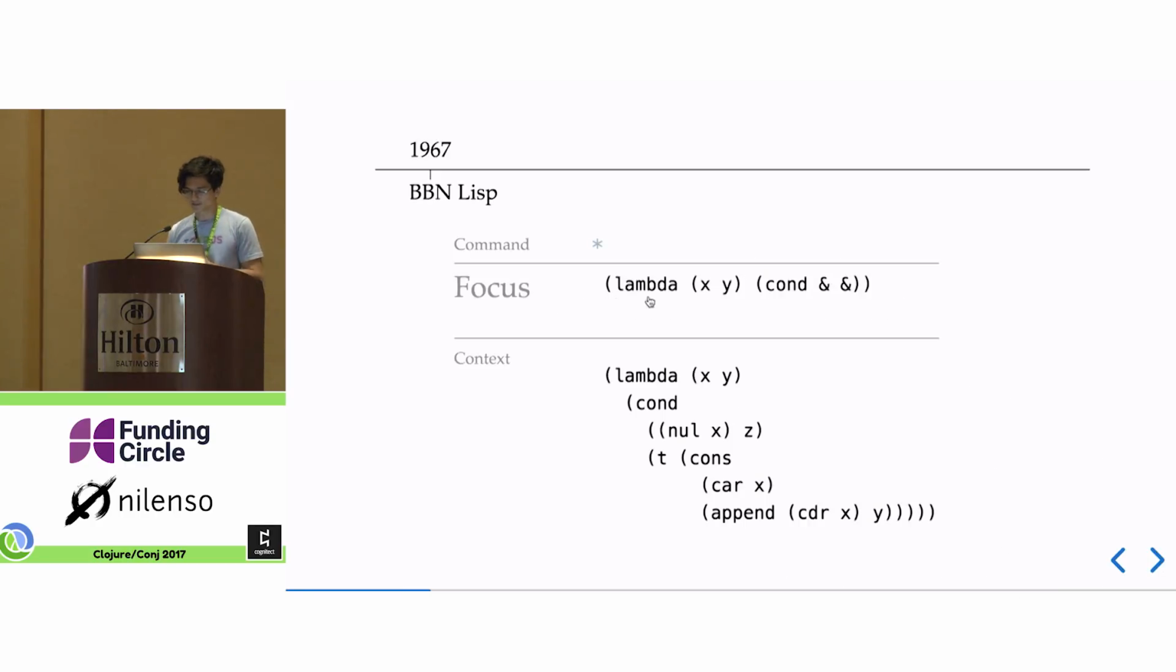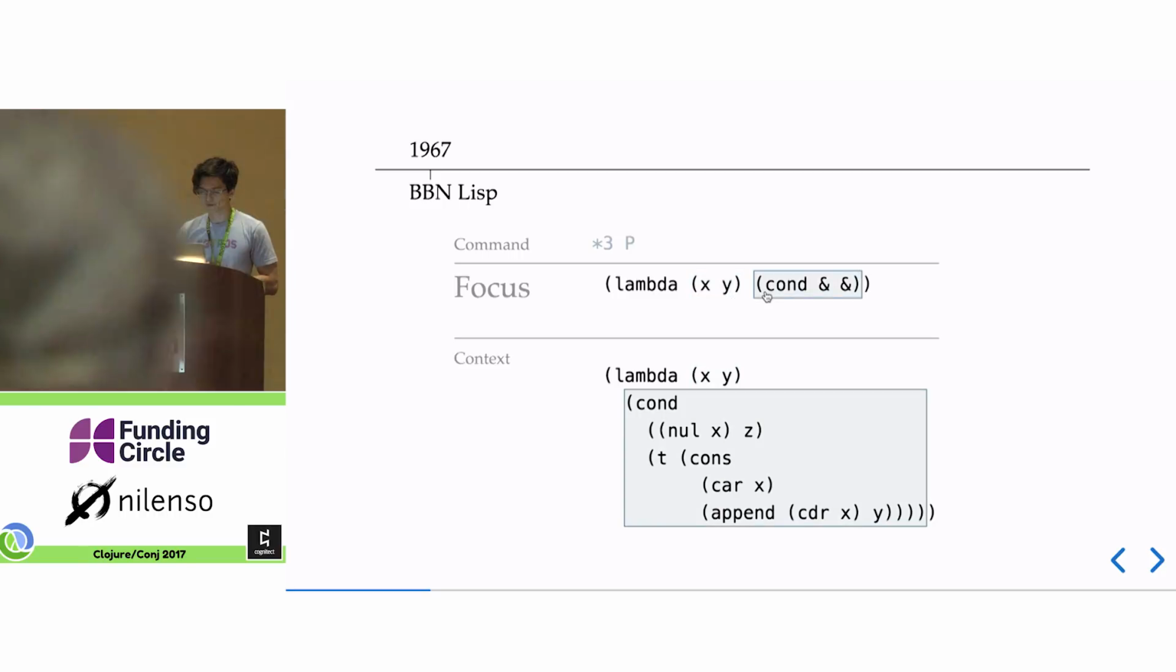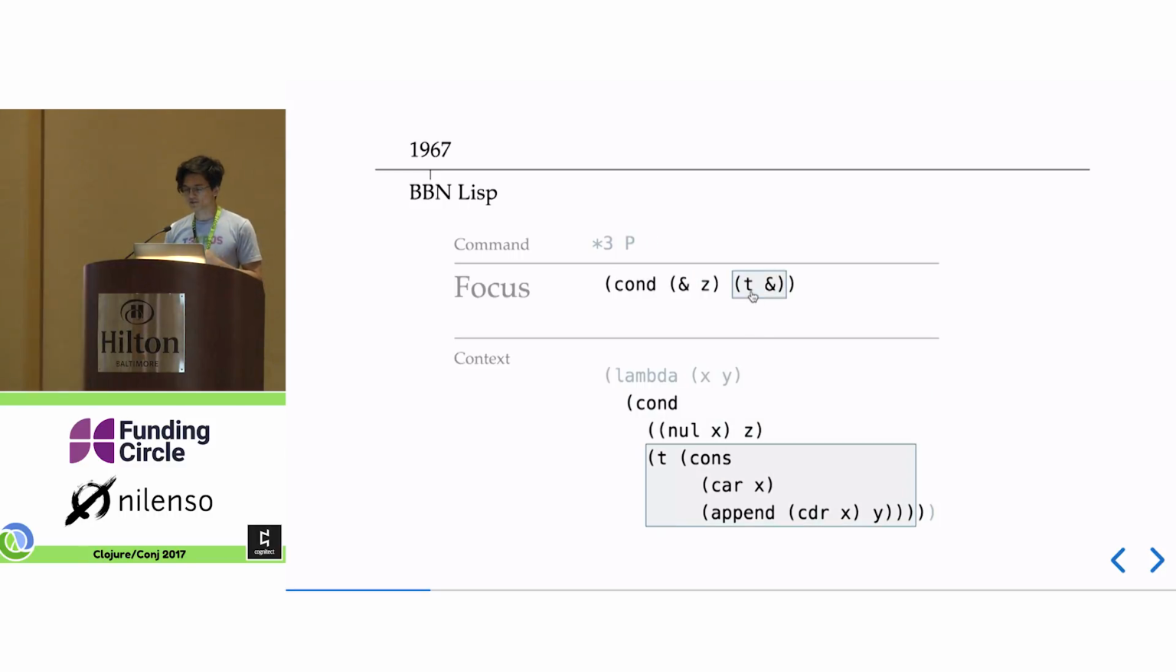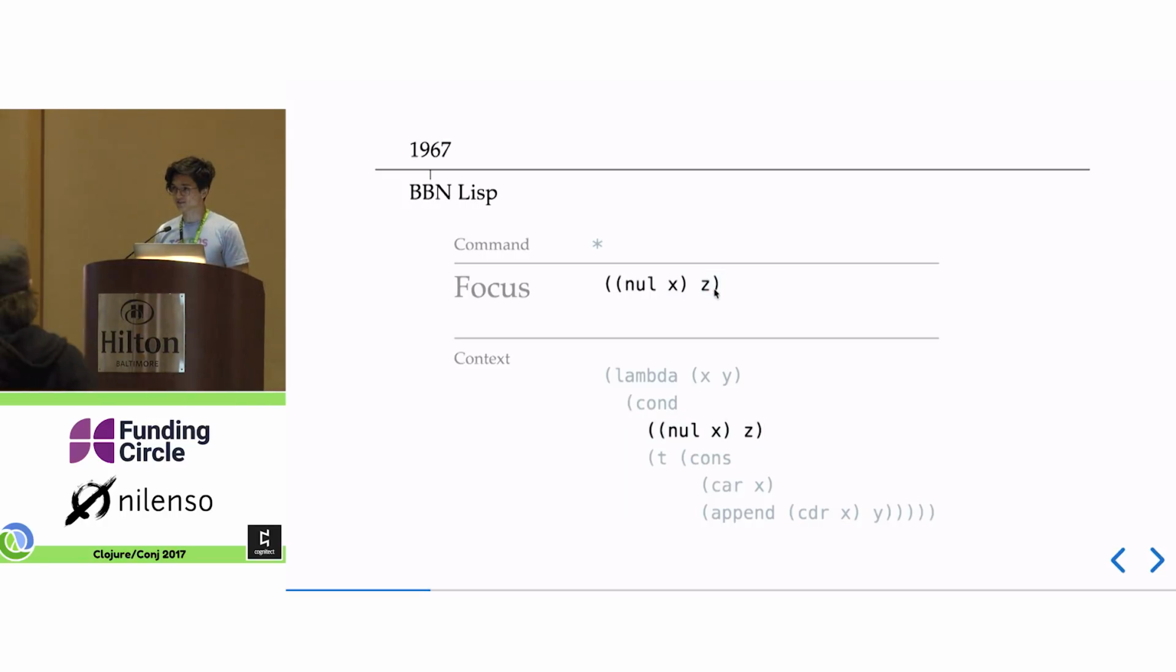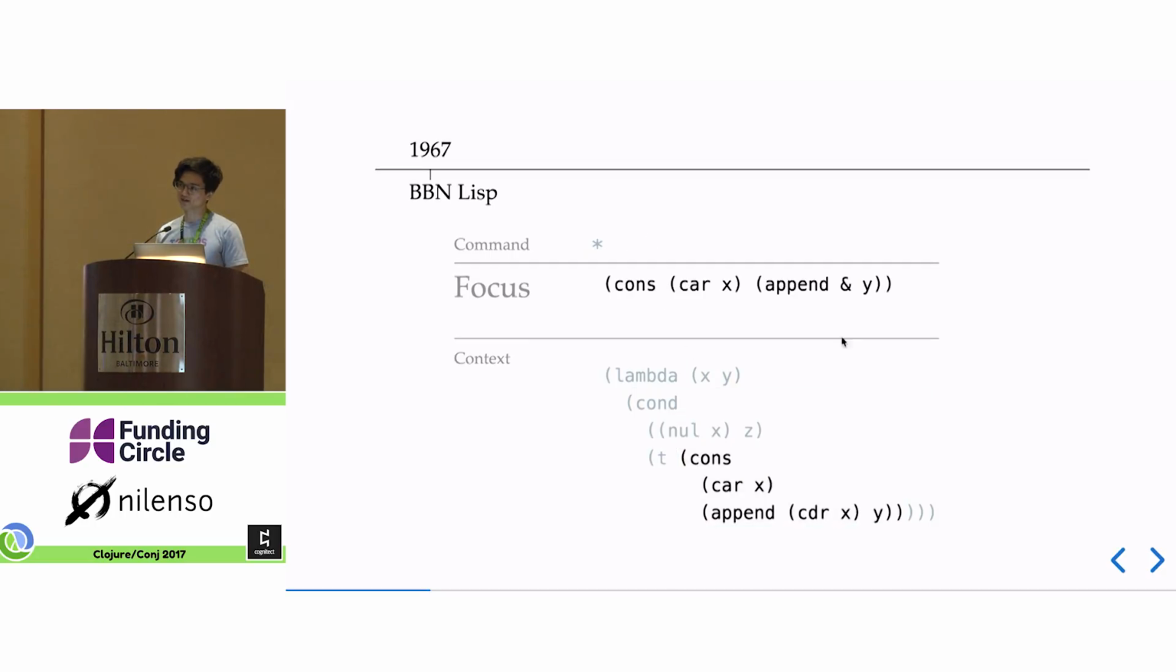So in 1967, there was this thing called the BBN Lisp editor. These 3 different views are the command, the focus, and the context. You cannot actually see the context when you're editing, obviously, because you're looking at it through a teletype printer. You would type in a command, and it would show you one expression at a time. So this is how you were able to focus into really long expressions in these single-line environments.